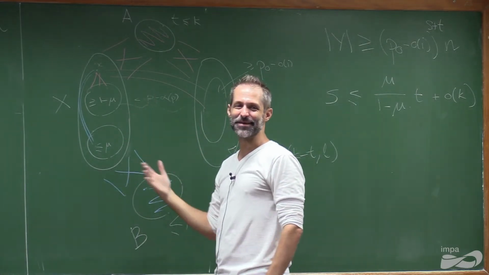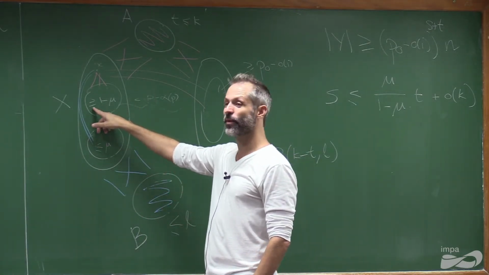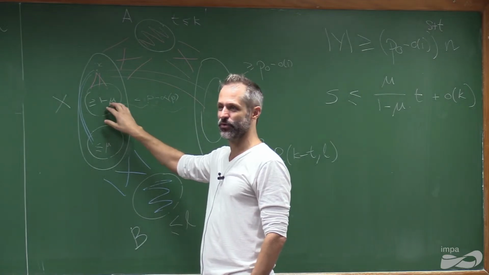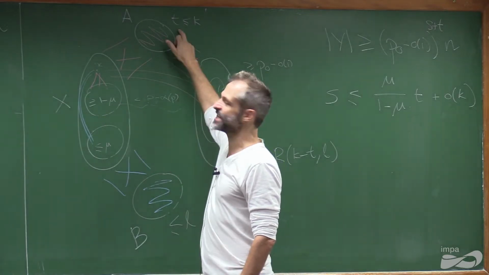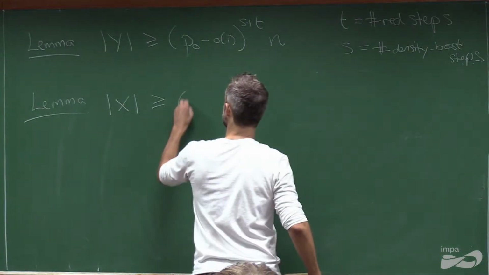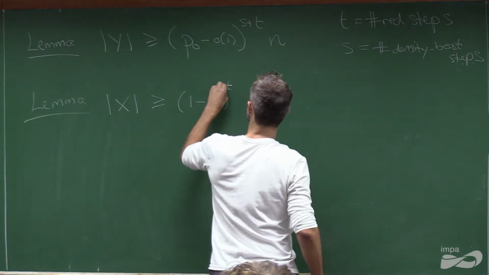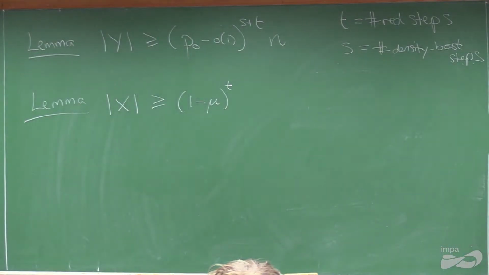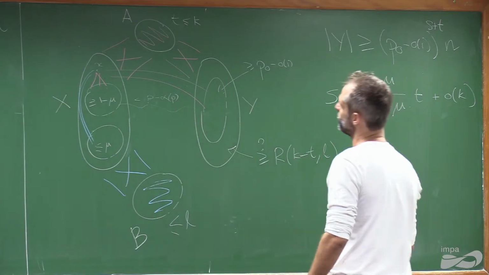So the red step's very easy, right? You go down by at most a factor of 1 minus mu, so you keep at least 1 minus mu, and there's t of them. So that's super easy. You get a 1 minus mu to the t. Okay, great. There's going to be n at the end. So, when else does it go down?